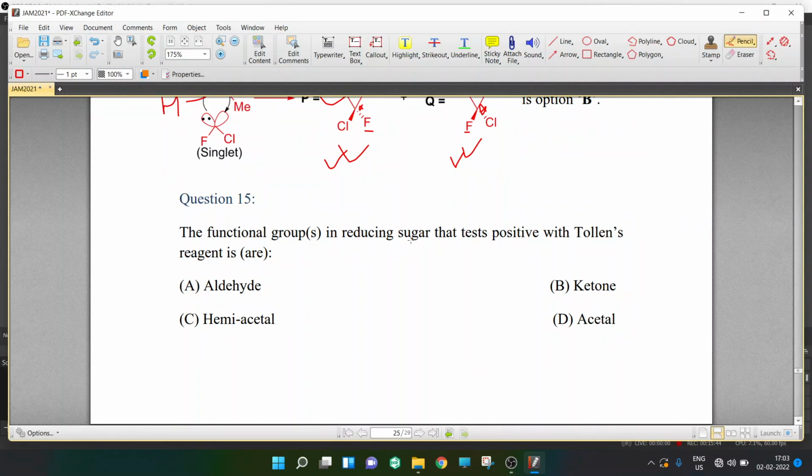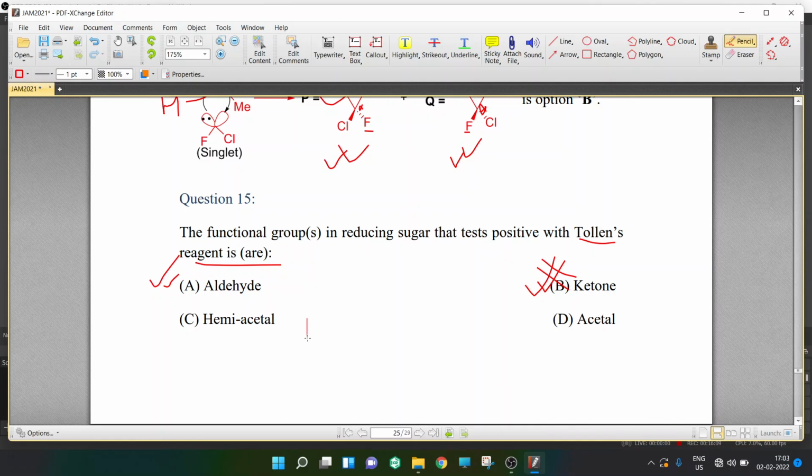The functional groups in the reducing sugar that test positive with Tollens reagent. So Tollens reagent is the same thing, the silver mirror test. Again, Ag plus gets reduced to Ag and will oxidize something else. I told you sometime back that a ketone cannot get oxidized, very clearly. Aldehyde gets oxidized, so aldehyde is the right answer. Ketone cannot be the right answer.